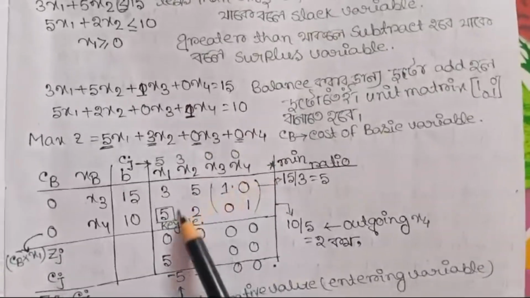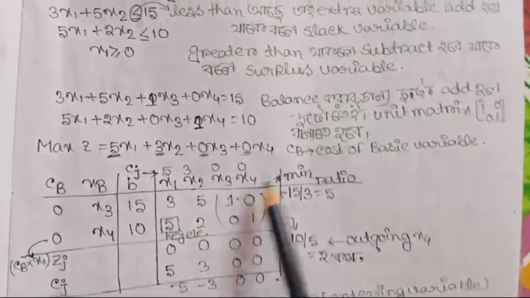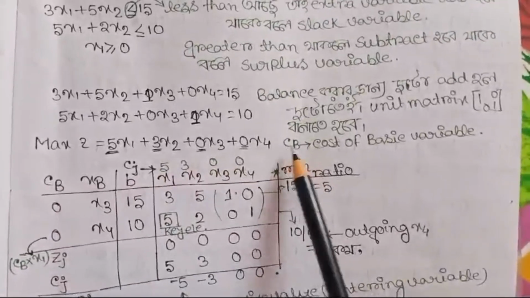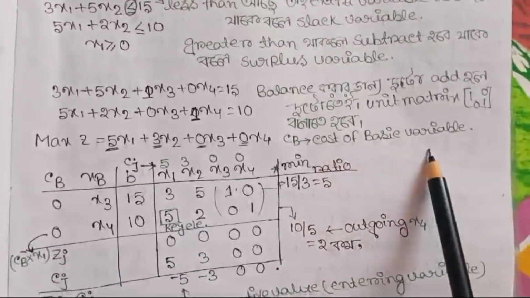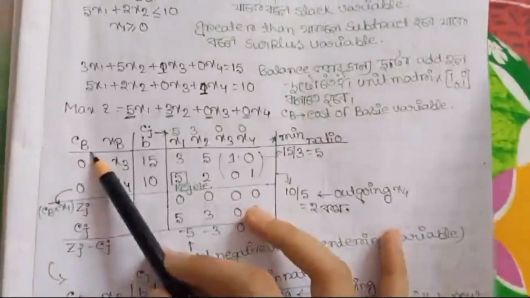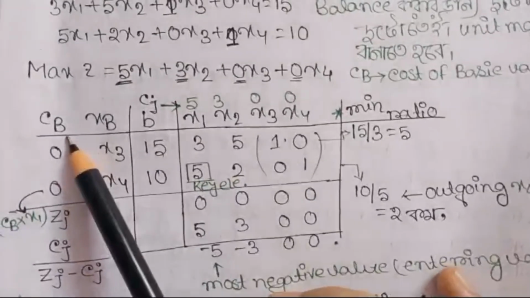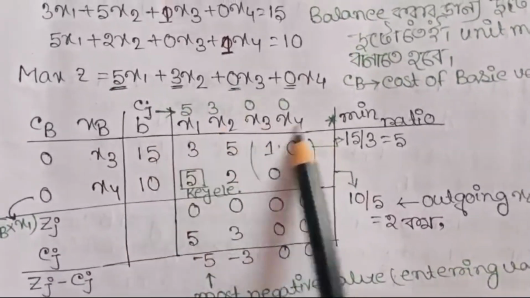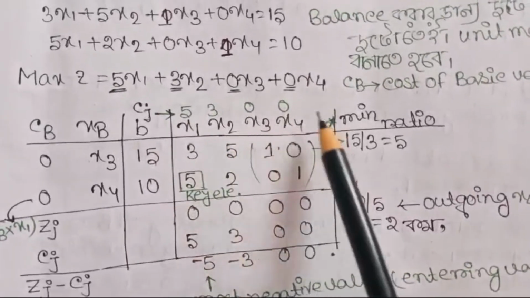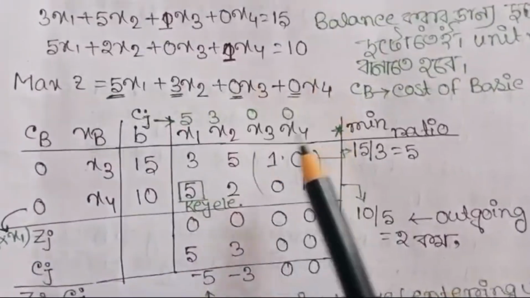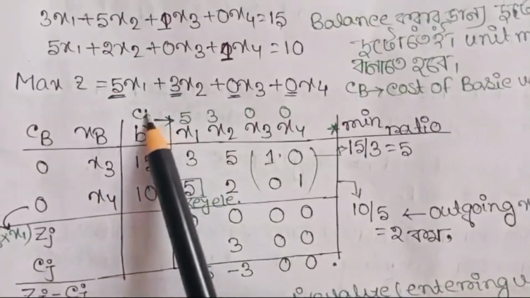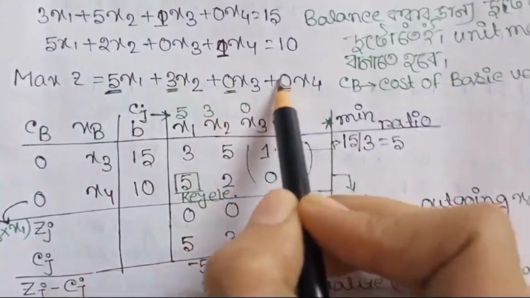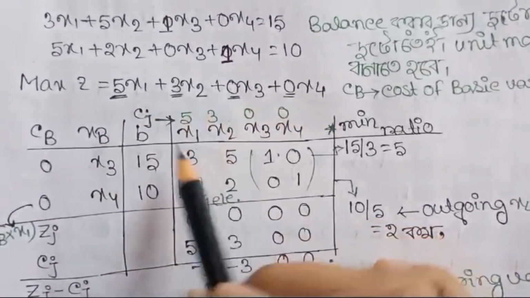Now we have to create the table to calculate the simplex method. Here we have cb, that is called the cost of basic variable, and this table contains cb, xb, b, x1, x2, x3, x4, the number of variables we have in this function, and cj means this part of the function.